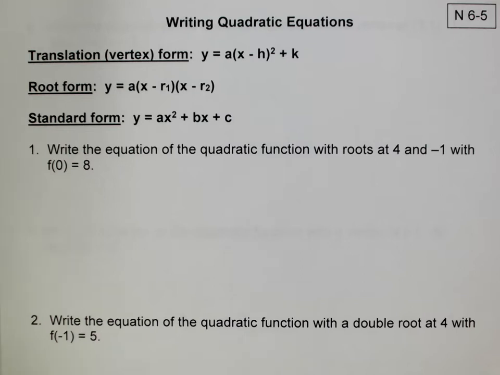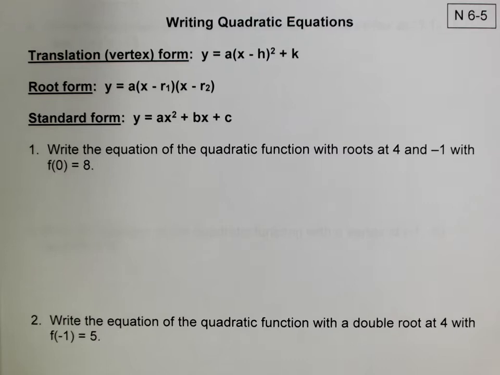All right, looking at writing quadratic equations. We are going to come up with a quadratic from a few points that they've given us. I will tell you, to write a quadratic equation, you really need 3 points, unless they're giving you a special point, like the vertex maybe. In that case, you could get by with just two. But in general, you can write a quadratic from any 3 points.